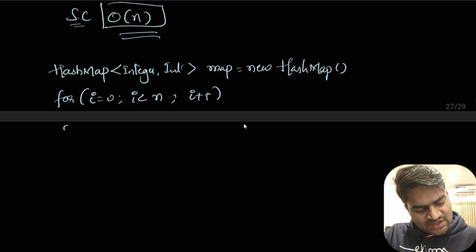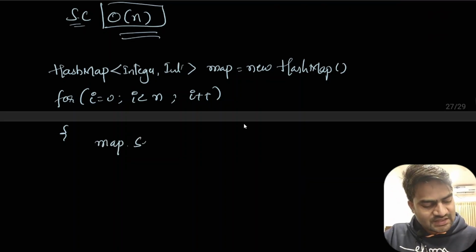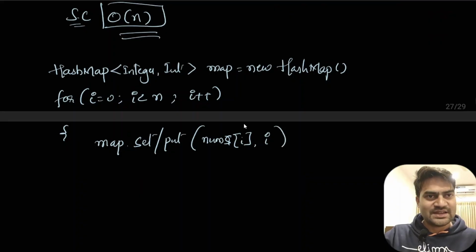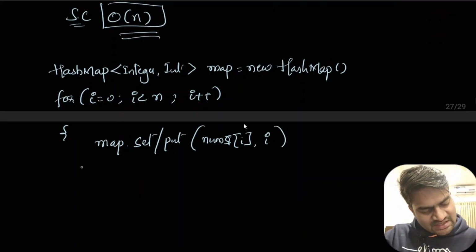Then I will say map dot set in JavaScript and put in Java. With that, I will say nums of i comma value will be its index. That's what we stored, right? So this is the first for loop.